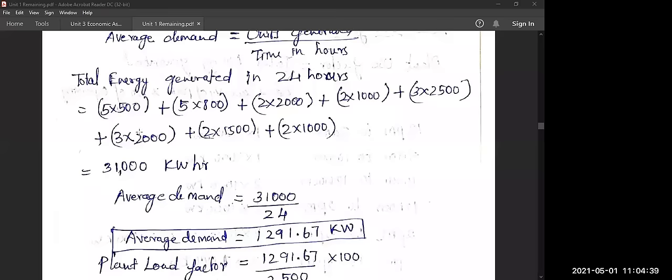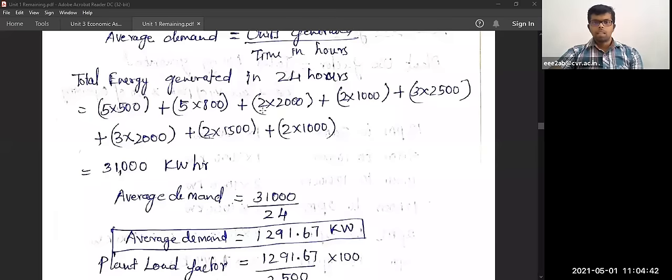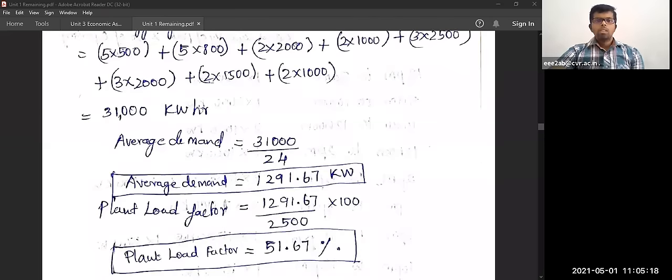So total energy generated. If you add all these things, 5 into 500 plus, like that, 3 into 2000 plus 2 into 1500 plus 2 into 1000, that gives the answer of 31,000 kilowatt hour. This is the energy generated because we are adding time also here. So the unit here is kilowatt hours. You have to be very careful while writing the units. If you simply write kilowatt, this is wrong. This is kilowatt hours.